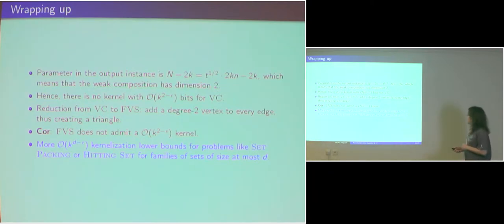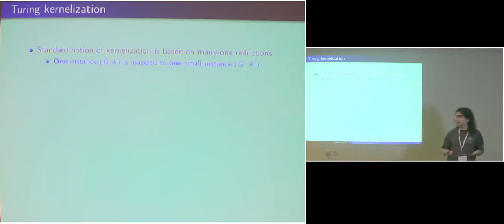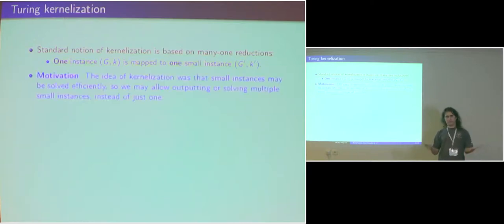Okay. So in the last, say, 5-10 minutes, I wanted to tell you about Turing kernelization, which is another paradigm of kernelization, which I think is kind of important nowadays to know of, because it's conceptually a little bit different and it's very interesting. So the standard notion of kernelization is based on the so-called many-one reductions or Karp reductions. I take one instance of the input problem and I want to transform it into one instance of the output problem. But basically the premise of kernelization is that solving small instances should be simple.